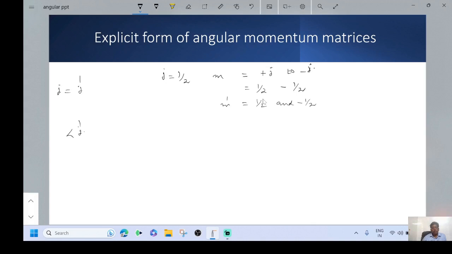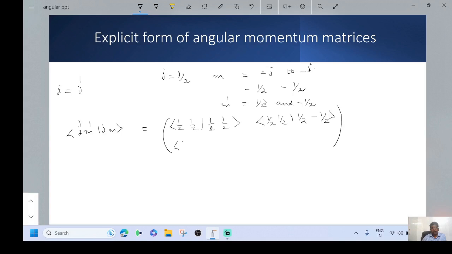The skeleton is j dash, m dash, operator, j, m. Here the operator is coming at the middle. Now j dash is equal to j, that is 1 by 2. First keep the value of m dash as half. j is always equal to j dash. m is half. Then 1 by 2, m dash is half, and j is half, m is minus half.